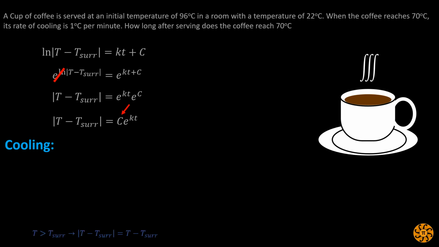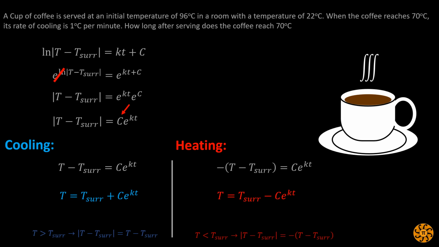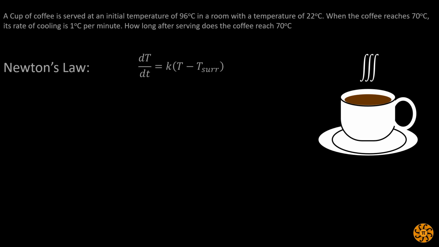For cooling, the temperature of the coffee is greater than the temperature of the surroundings, so the difference between the two temperatures is positive. This means that the absolute value is not needed because it does not change the value. With rearranging, we get a formula for cooling. If instead we had iced coffee, we would have a negative temperature difference, giving us a slightly different result. At this point, we have successfully applied separation of variables.